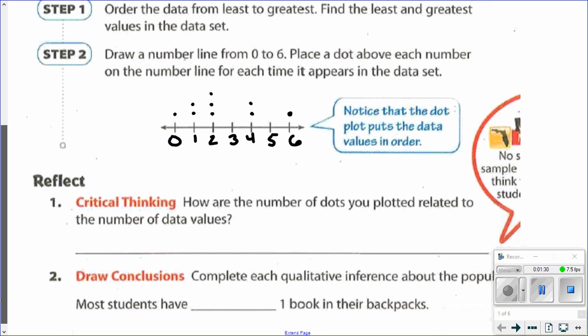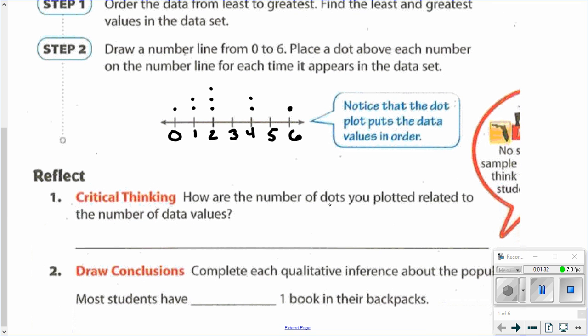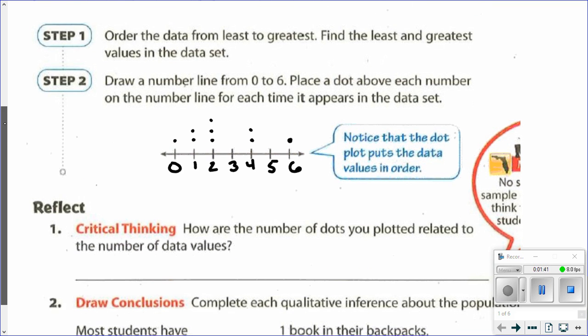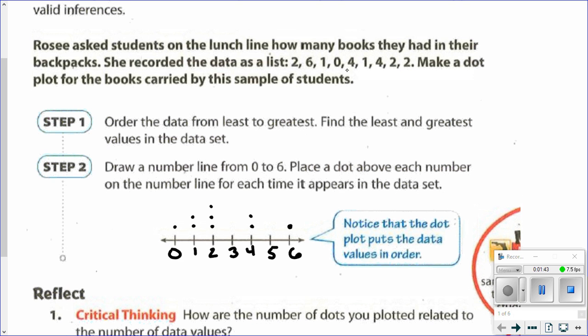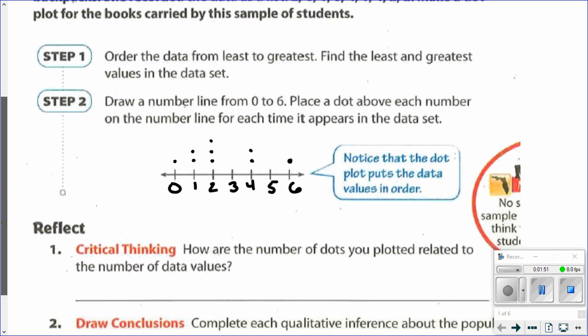So the first thing they ask is, how are the number of dots you plotted related to the number of data values? Well, there's 1, 2, 3, 4, 5, 6, 7, 8, 9 dots, and there are 9 numbers in our data set. So they're equal to each other. So the number of dots will tell you how many elements you have in your data set.